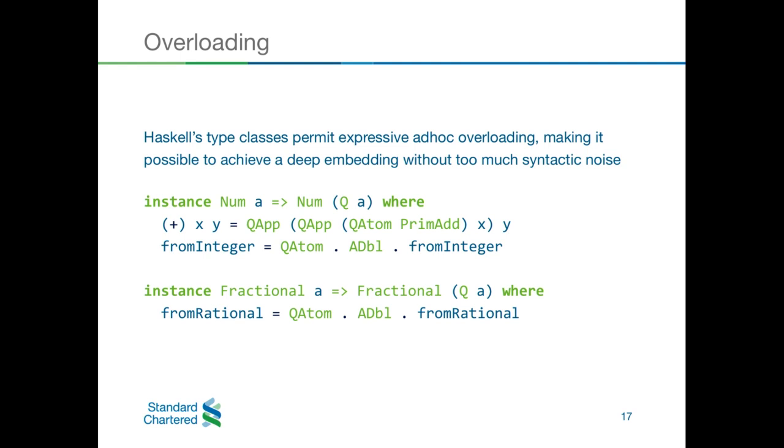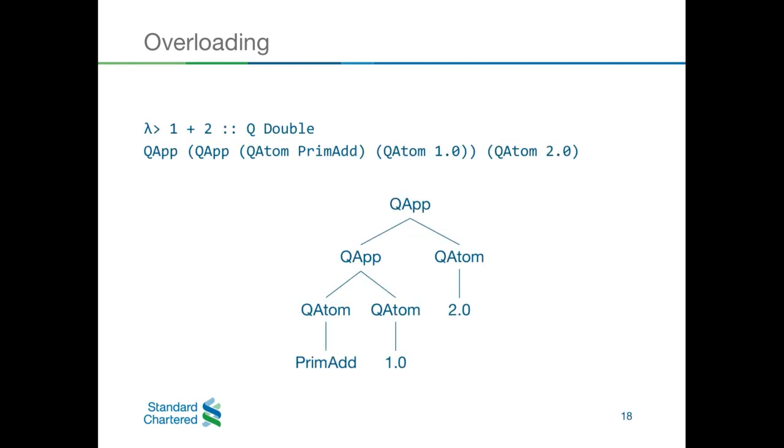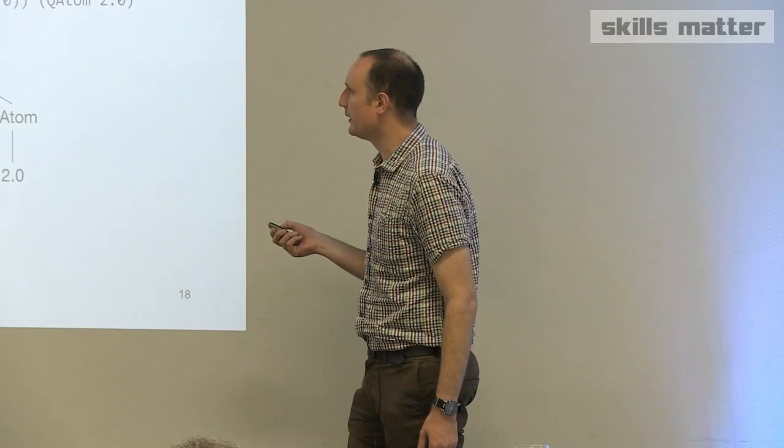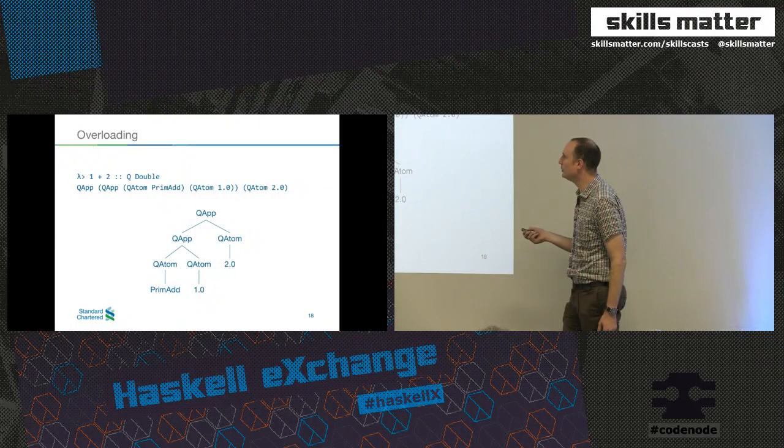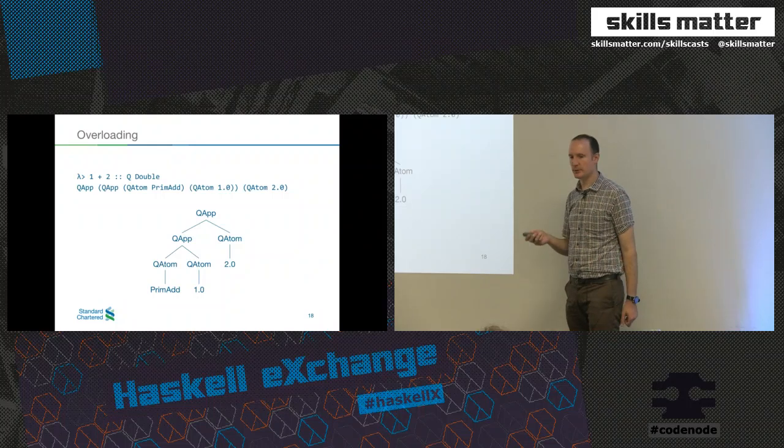And we make use of Haskell's very good overloading. So we can use type class instances for Num, for example, and Fractional. And we can then write 1 plus 2, which is completely polymorphic, and then we can resolve that by constraining the return type to be Q double instead of double. And now that 1 plus 2 would give us this AST. So it works quite nicely.